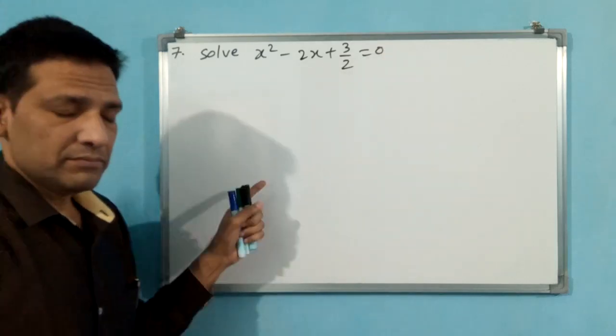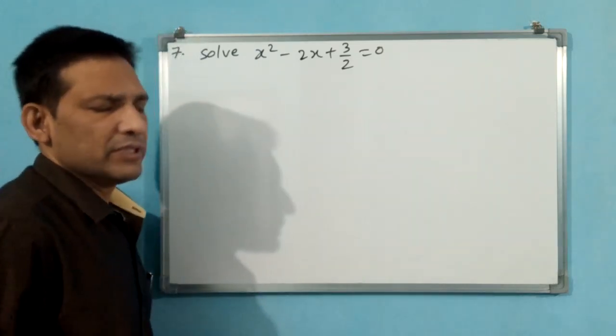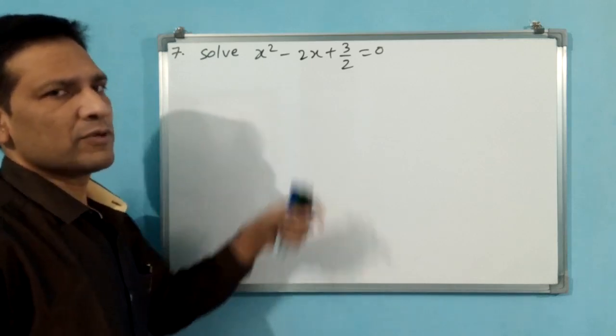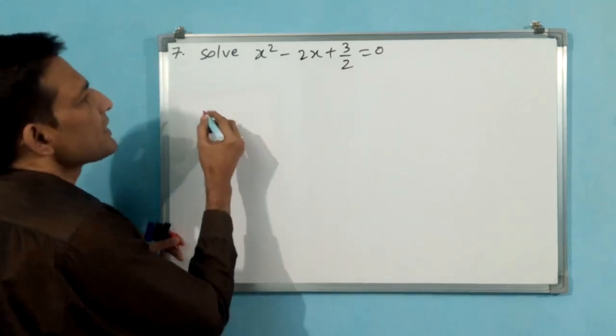But the x value is going to come in complex form only, not ordinary form. Why? Because in ordinary form, this is not a tough question. This is a very easy question and this will not come in complex number. Okay, let us see.